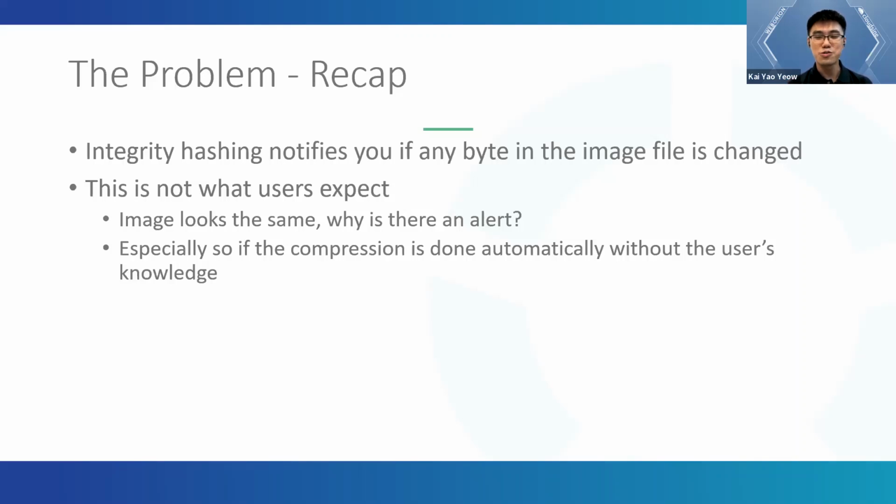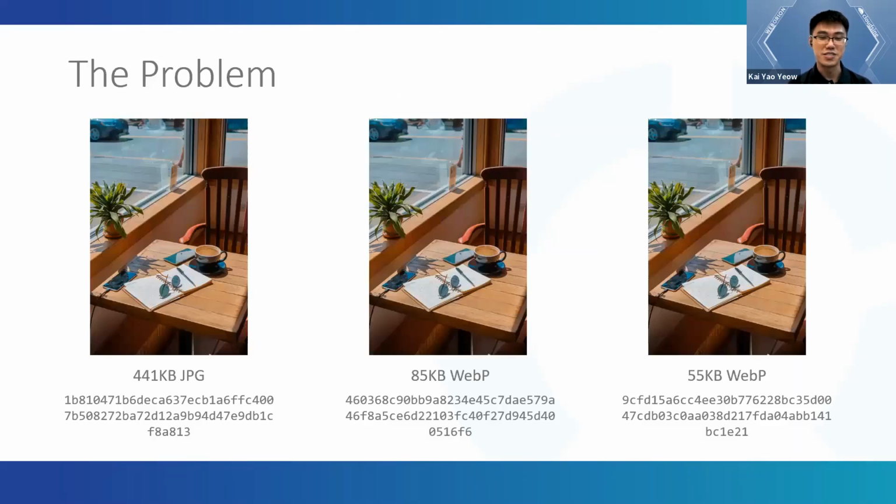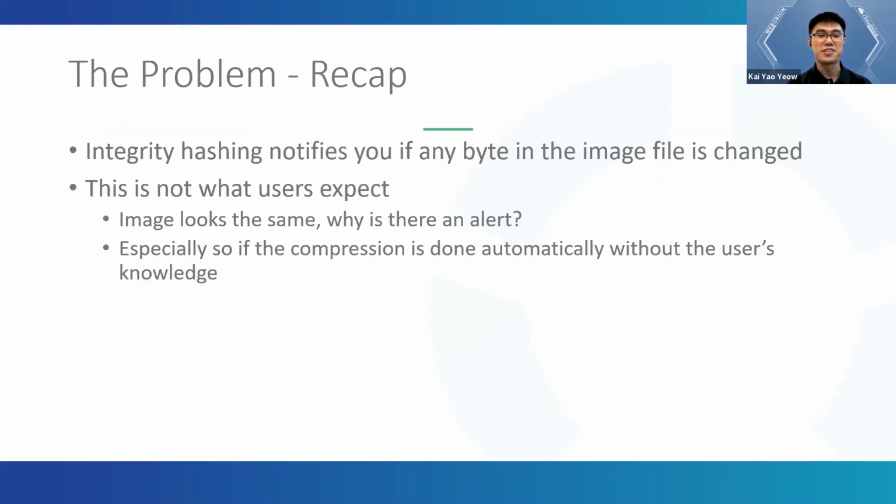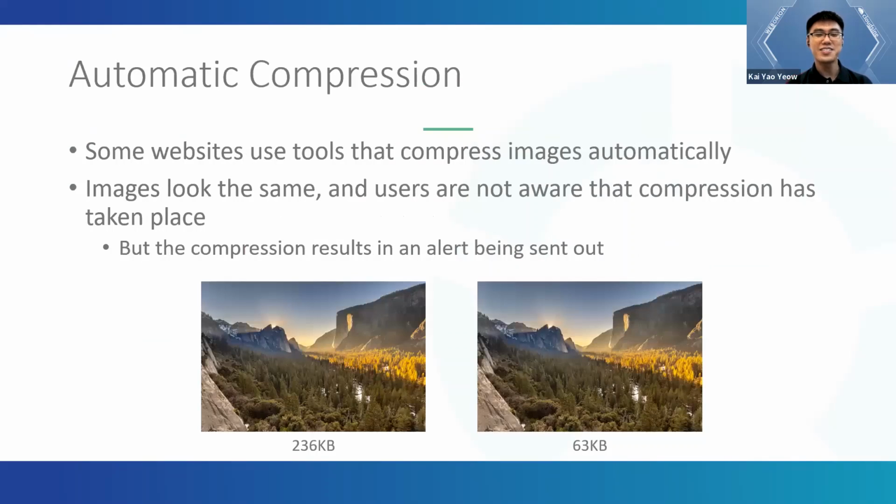Even more so when the compression is not done by the user. For example, earlier the images were smaller in size, so they had been compressed. But if the compression is done automatically, the user will be confused about why this is happening. And this is not just hypothetical. A lot of websites nowadays use tools to compress images automatically, and like I said, the images look the same. Like another example here, these 2 images have different sizes and different binary data, but look identical to the user.